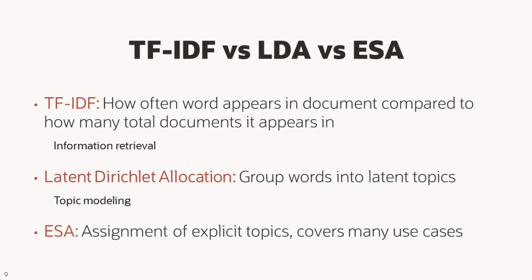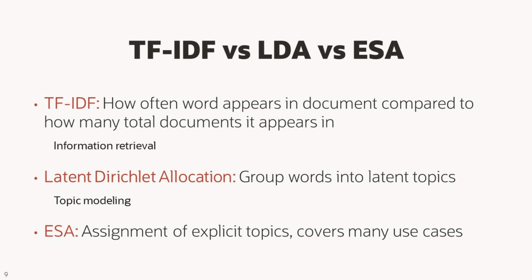So, yeah, in summary, ESA is explicit, which differs it from LDA, and then also the different use cases that it's available for differentiate it, because TF-IDF is, again, mainly for information retrieval, LDA for topic modeling, but ESA, as we showed, has those 3 use cases, making it more versatile than these different algorithms.